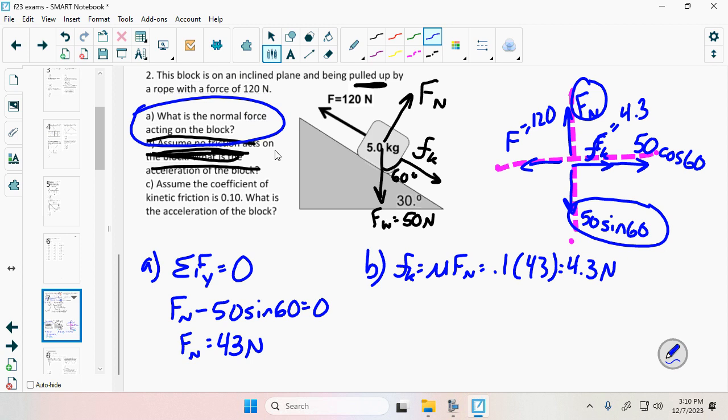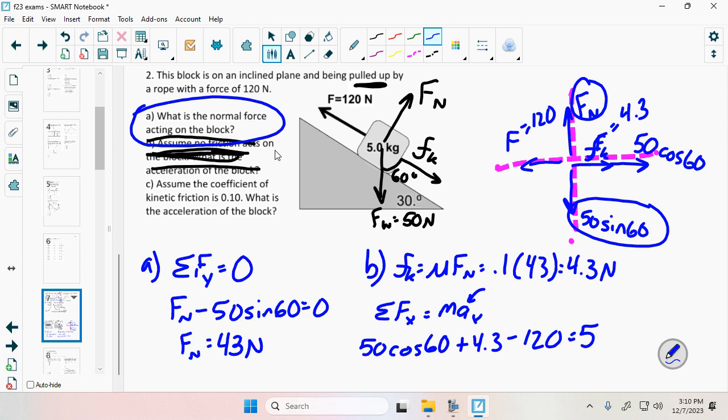So to find the acceleration, I say that the sum of the forces in the x direction equals m ax. This is what I want to know. That's going to be 50 cosine of 60 plus 4.3 minus 120 is equal to the mass, which is 5 times ax, and I solve that for ax. I don't remember what the value was, it doesn't really matter, but whatever that value is. Both of your problems are going to be basically identical to that.